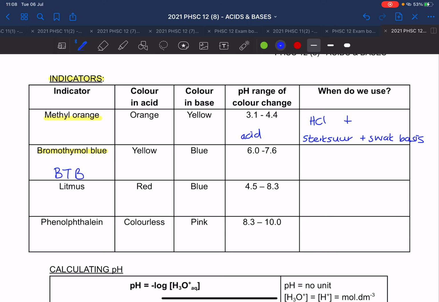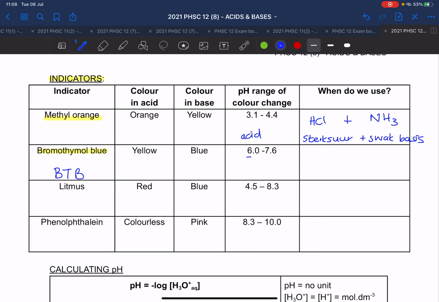Nee, daar is 'n suur. Ammoniak en H3. Dit is 'n weak base. Okay. Goed. Volgende, broemtiemol blou.